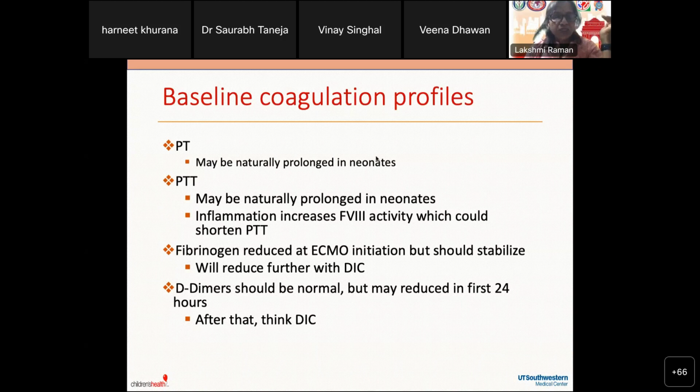And what do we need to know, especially if you're practicing neonatal or pediatric ECMO? PT and PTT may already be prolonged in neonates. And then inflammation increases factor 8A activity, which could shorten your PTT. Fibrinogen, we all know, is reduced at ECMO initiation, but then should stabilize after you initiate ECMO, and will be further reduced if you have DIC. D dimers often are normal, but can be elevated in the first 24 hours, and you need to be thinking about DIC. Next slide.